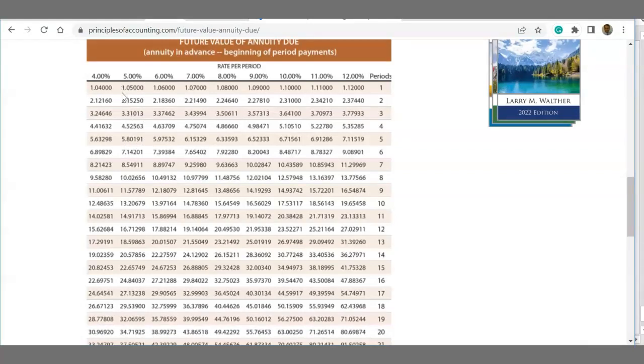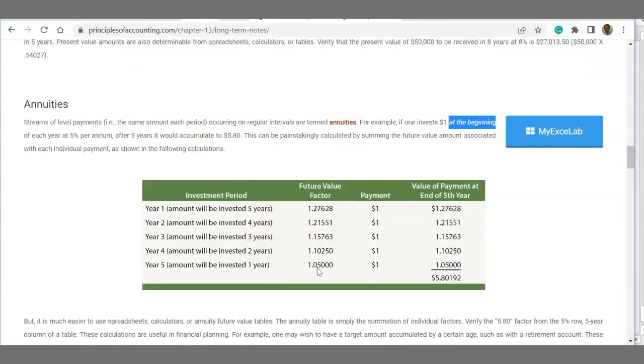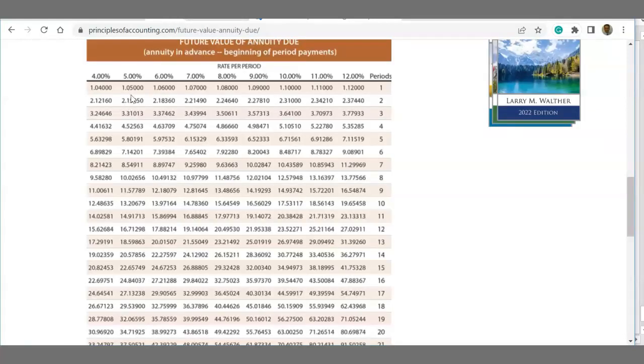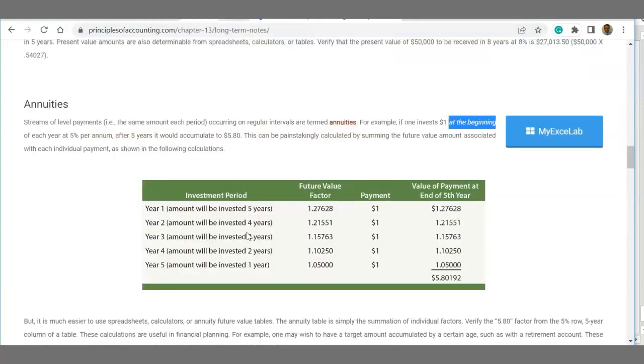Okay. The first one is 1.05 and then 2.15. Okay, here. 1.05 and let me see. Okay.